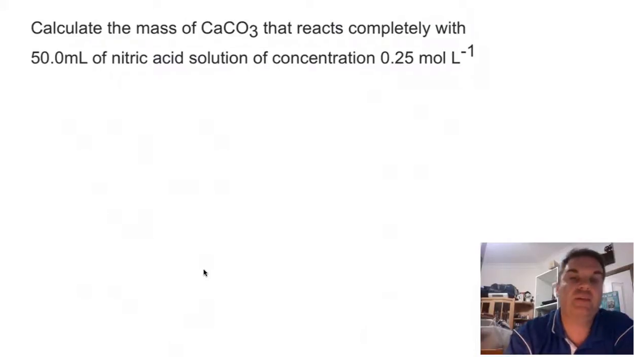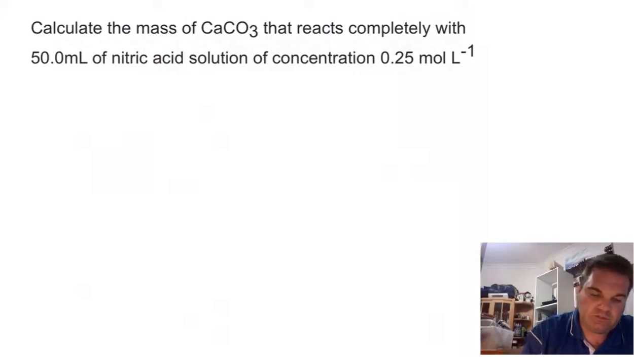So we've got: calculate the mass of calcium carbonate that reacts completely with 50 ml of nitric acid solution of concentration 0.25 moles per litre. Well, the first step, as always, is going to be a balanced equation. Okay, so what I'm going to do is write up my equation.